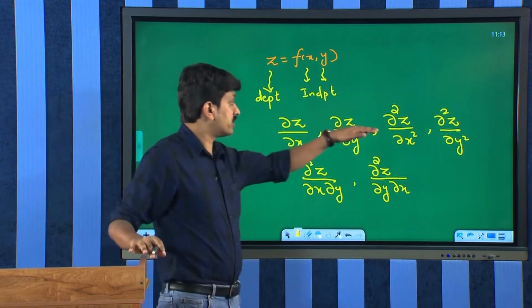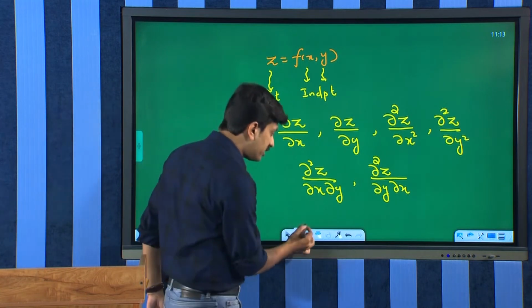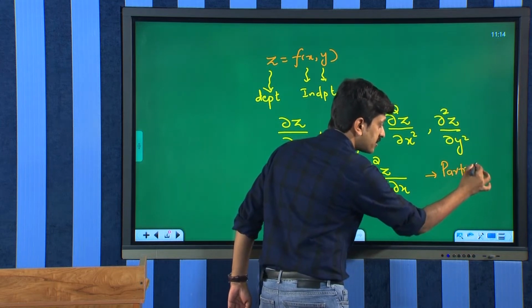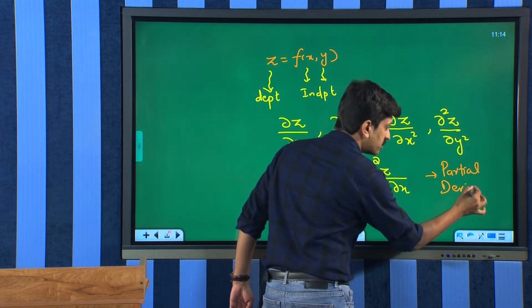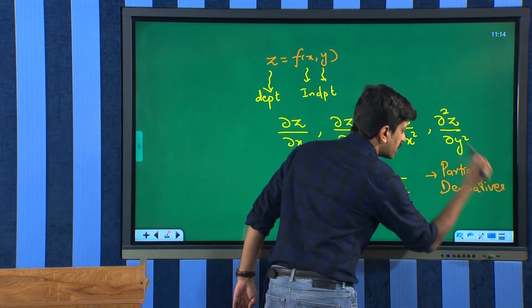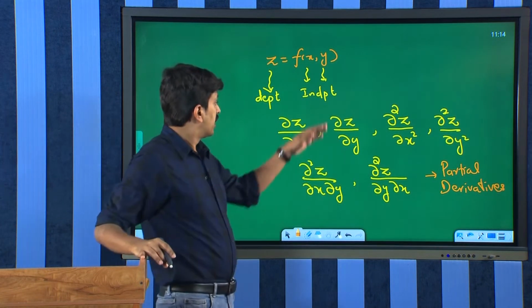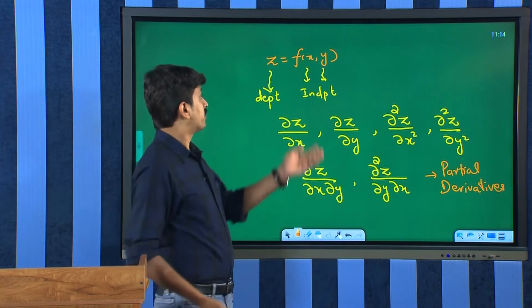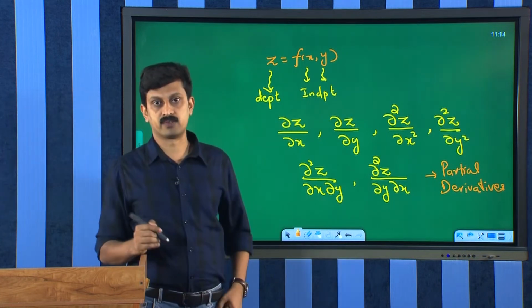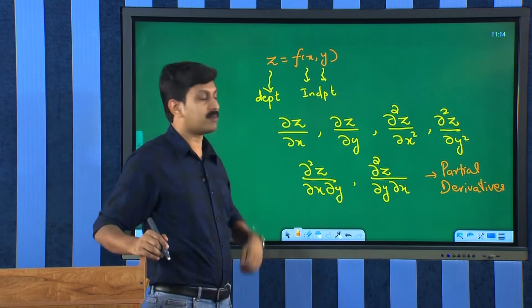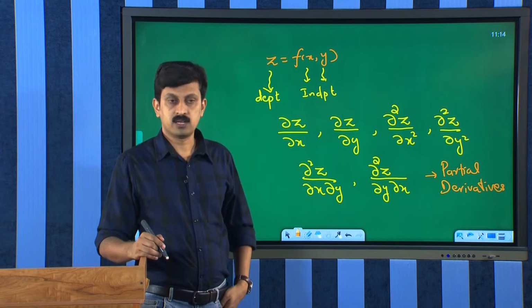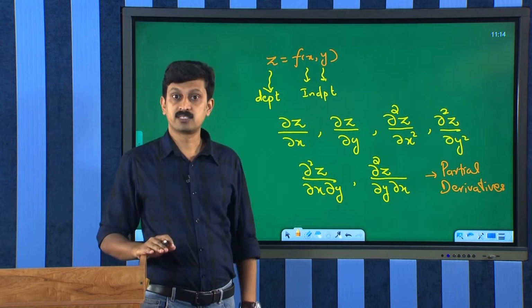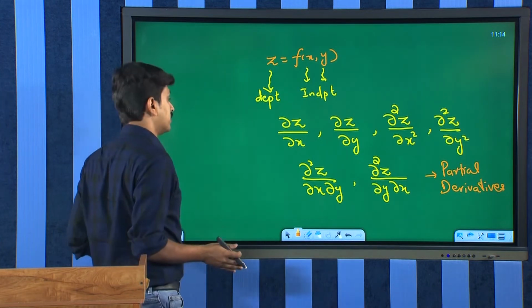These are all derivatives, and they are called partial derivatives. The partial derivative exists because the function is a two variable or multivariable function. So, in the case of a multivariable function, we can have a differential equation which involves partial derivatives. Such differential equations are called partial differential equations.